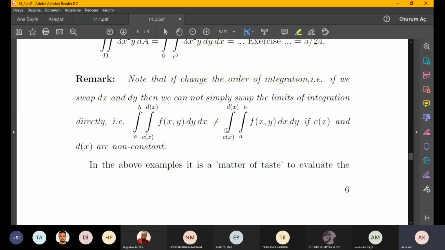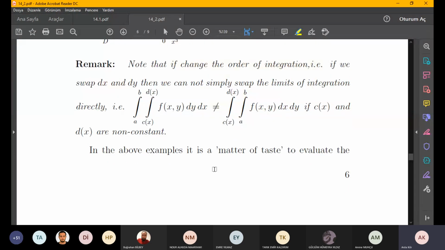If of course c(x) and d(x) are constant, that means the domain is x and y simple. So in that way you can write it quickly. But if c(x) and d(x) are non-constant, as in the previous example, you cannot do the calculation if you change the order of integration in that way. So you have to define the limits of integration again for the change that you have for the order of integration.